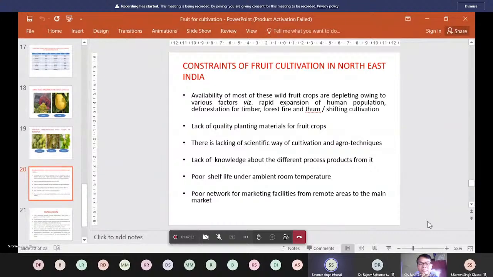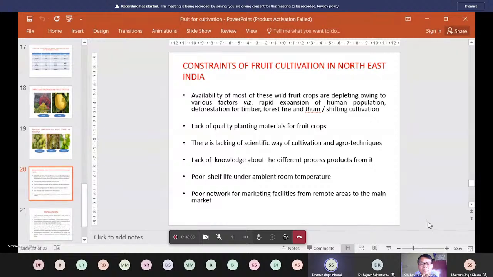There is also a lack of good quality planting material for fruit crops. We have been importing from other states, so quality planting material production is also required. Next is the lack of scientific cultivation. In Manipur, as in the whole northeastern part of India, we don't use proper integrated nutrient management. After planting, we just leave it. Therefore, compared to other places, our yield and quality are low. That's why we need scientific cultivation and growth techniques.